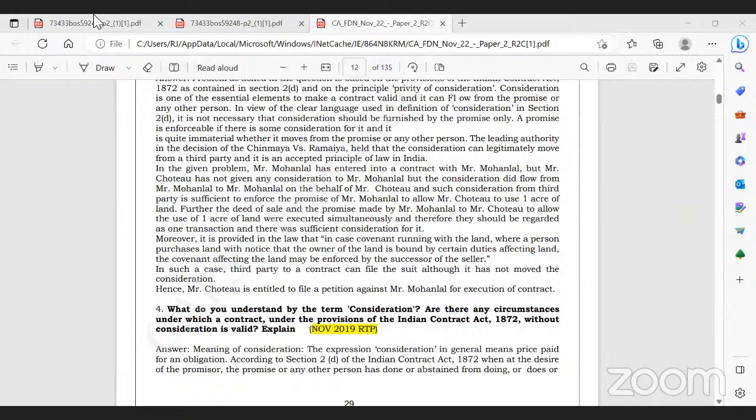Okay, next. What do you understand by the term consideration? Are there any circumstances under which a contract under the provisions of the Indian Contract Act... Classes, only one R2C class.